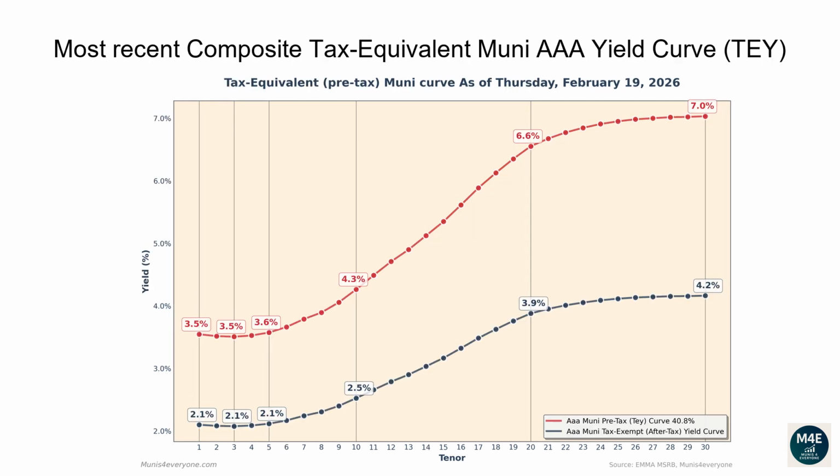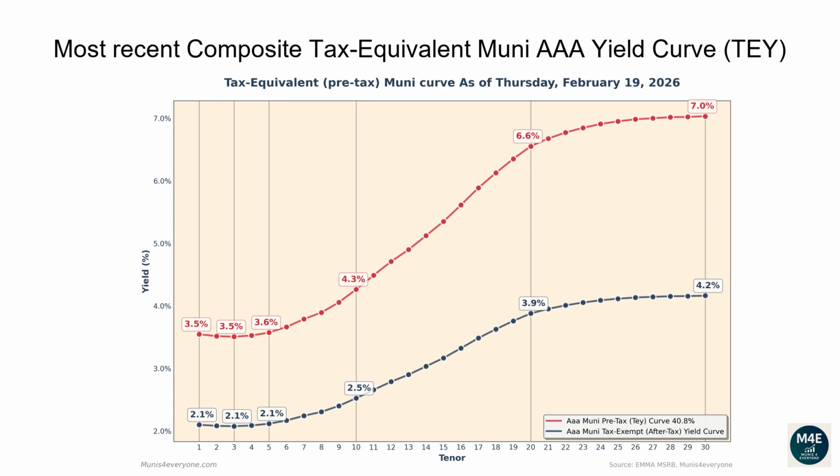Let's now go over the most recent composite tax-equivalent Muni AAA yield curve. The following graph shows, in red, the tax-exempt after-tax Muni yield curve, versus in blue its tax-equivalent pre-tax version, assuming a 40.8% top tax bracket, as of February 19, 2026. Why would you care to see the tax-equivalent version of the Muni yield curve? More on this later. Let's first go over the pre-tax, aka tax-equivalent yield curve.